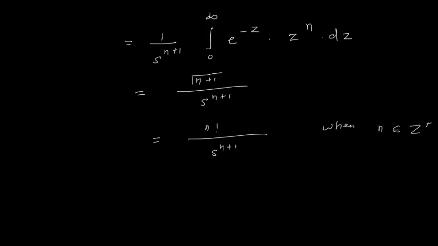So we have Laplace of t power n as gamma n plus 1 upon s power n plus 1, which equals n factorial upon s power n plus 1. Mostly you will encounter positive values of n, so directly you can say Laplace of t power n is equal to n factorial upon s power n plus 1.